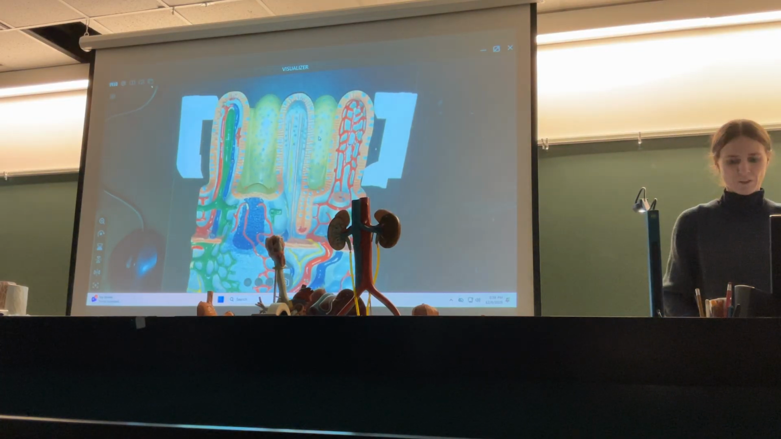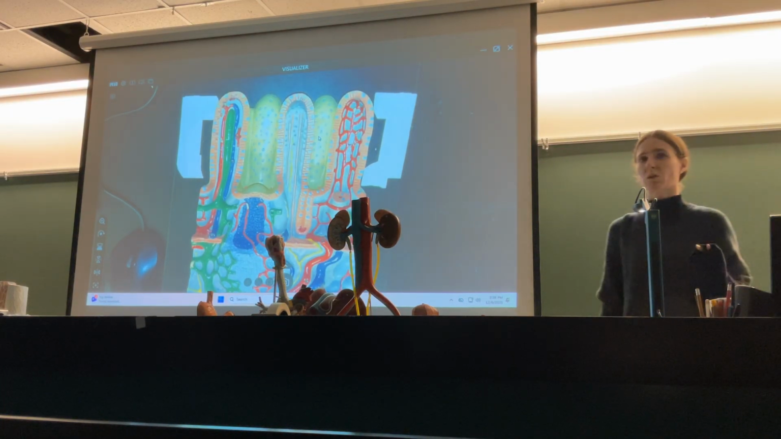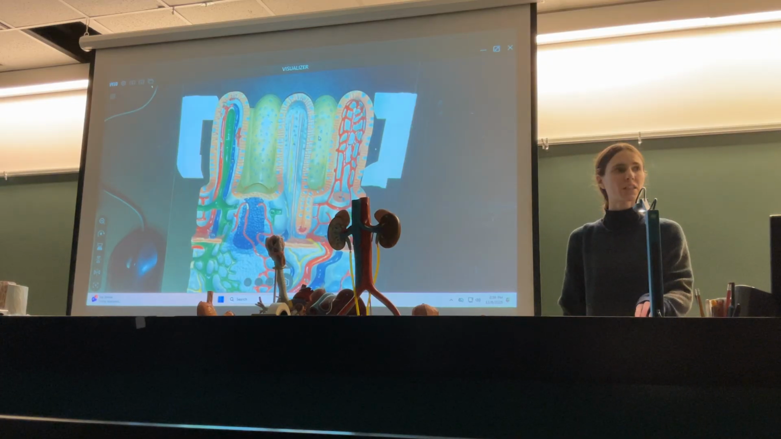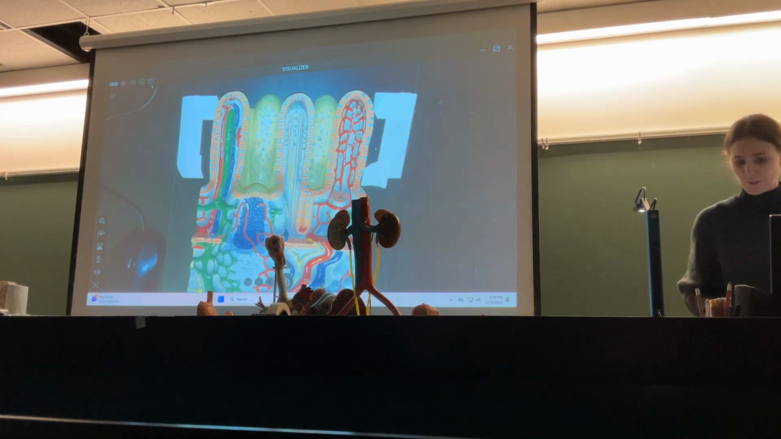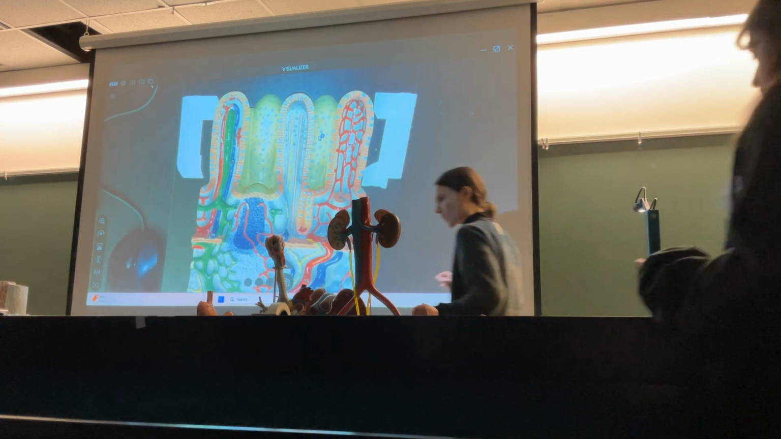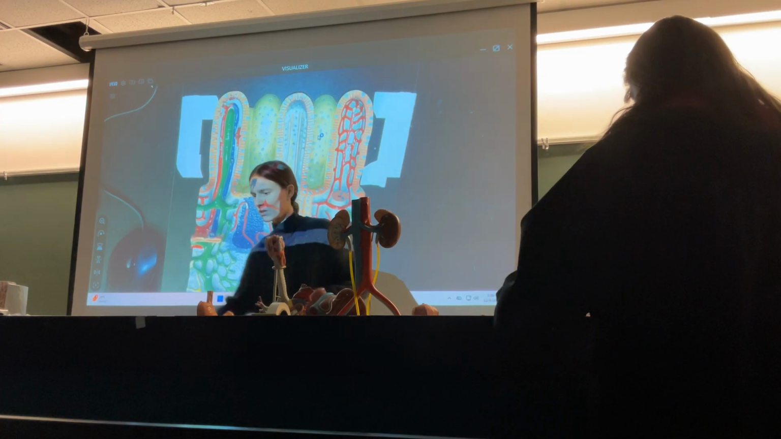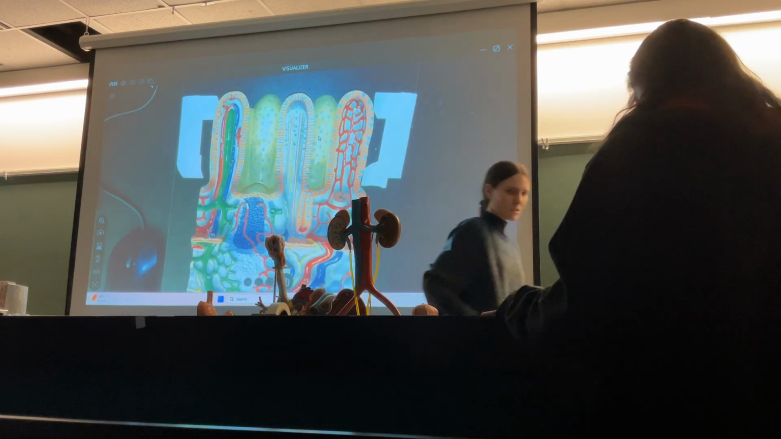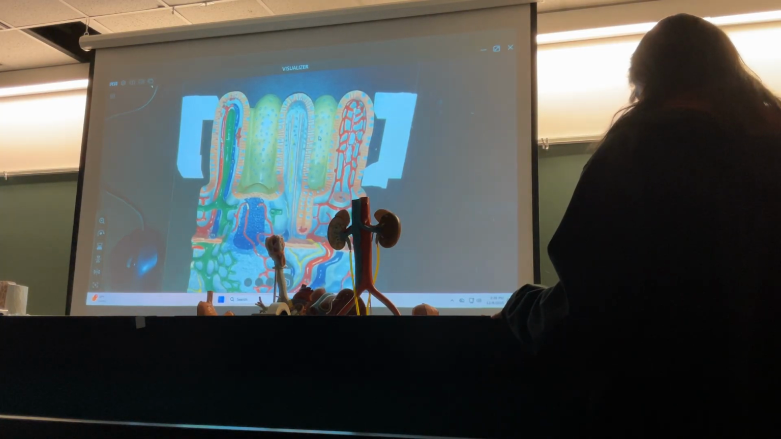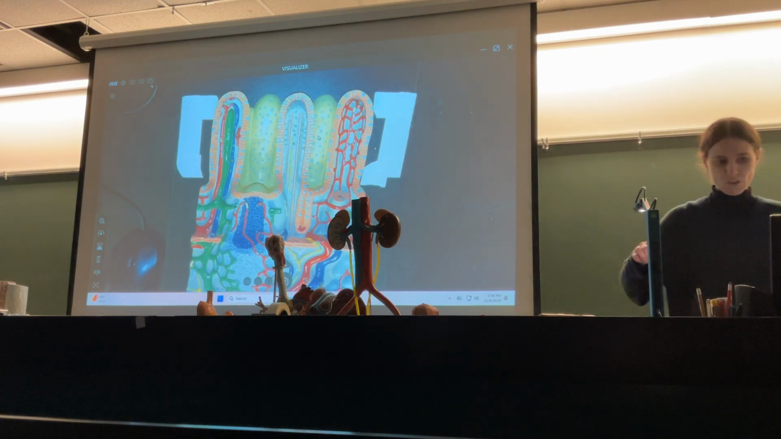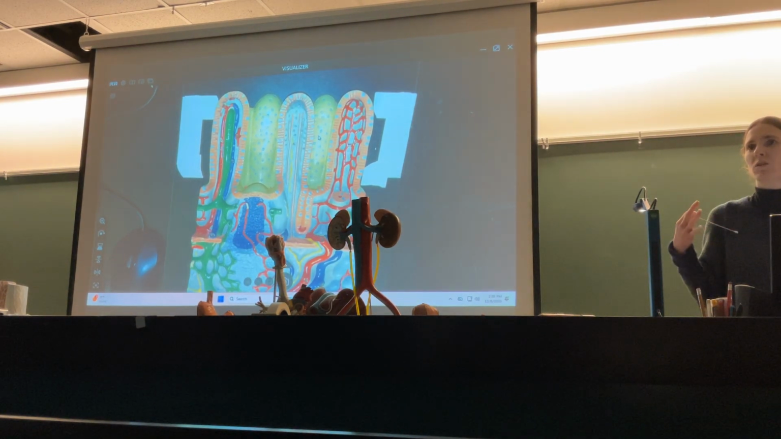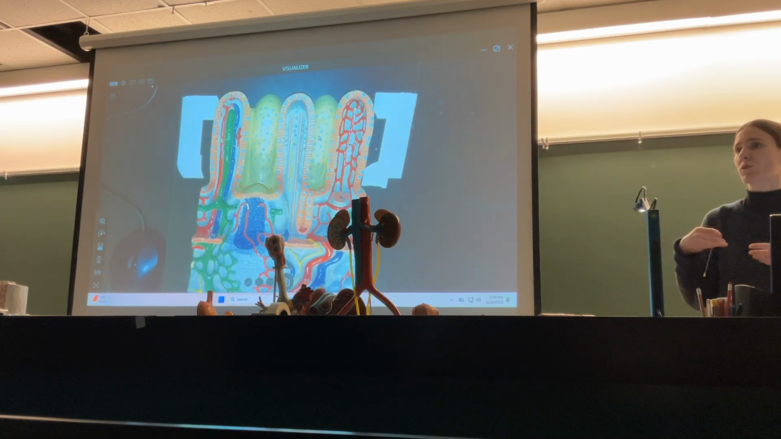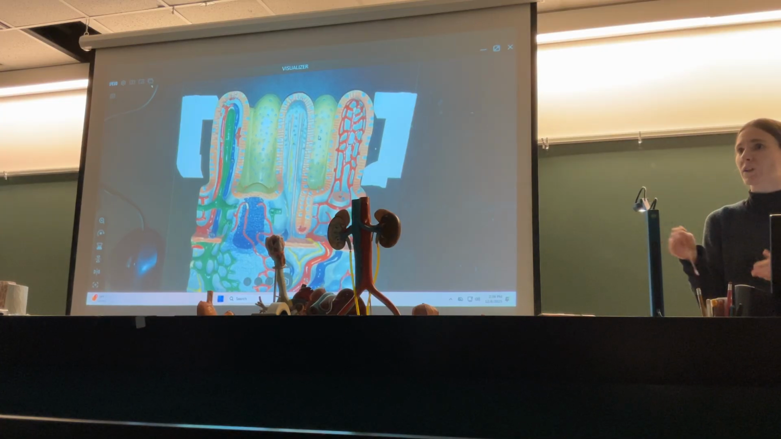Can anybody tell me what portion of the digestive tract, or what organ, we're looking at here? The small intestine, yeah. Okay. So we've got several different structures of the small intestine which make it a perfect organ for absorption. That's where the bulk of nutrient absorption is actually going to occur.